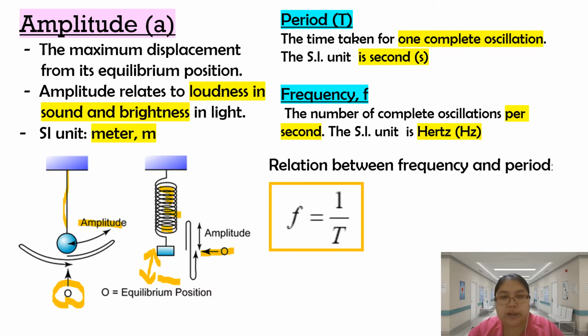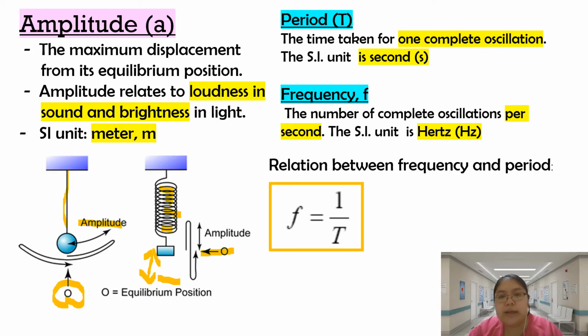We cannot catch the time, it is too short. If you let the pendulum do one complete oscillation, the time is too short. So normally we do it 20 times. After that we divide, and then we can find the period. The SI unit is the second.